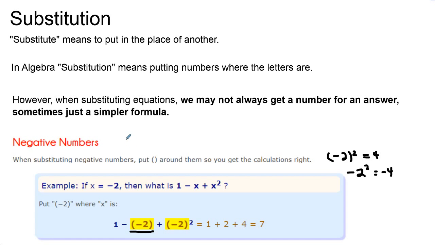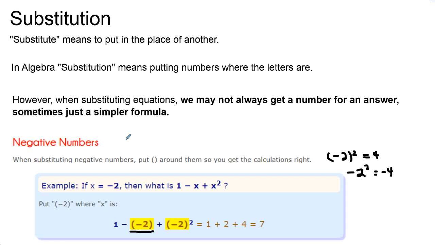So, substitution. The actual verb substitution means to put in place of another, okay? So in algebra, substitution means putting numbers where there are letters. However, when we substitute equations into other equations, we're not always going to just get a number. Instead, sometimes the formulas just get simpler. We lose a variable along the way, which is ultimately the goal. We want one of the variables to be gone, per se. Imagine air quotes around that, because then we can solve the single equation with a single variable for that variable and use it to solve the rest of the system.